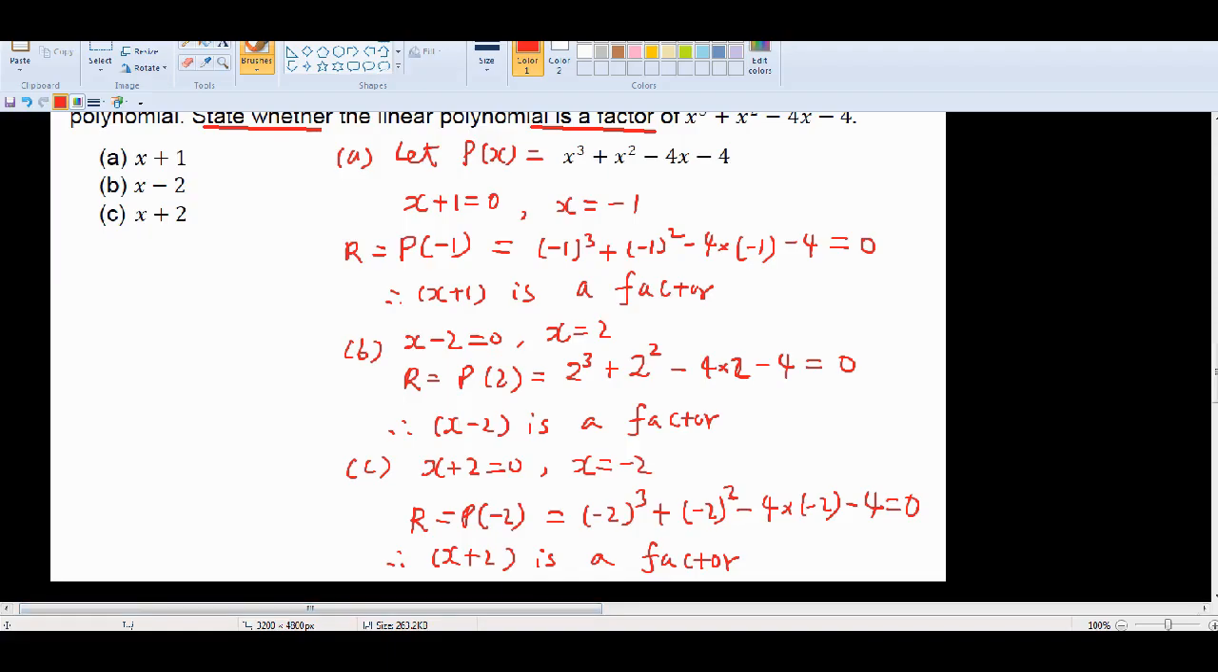So, in this question, all three linear polynomials are factors of the polynomial x cubed plus x squared minus 4x minus 4, because each time you put the values into the polynomial, it becomes 0. So there are 3 factors for this cubic polynomial.